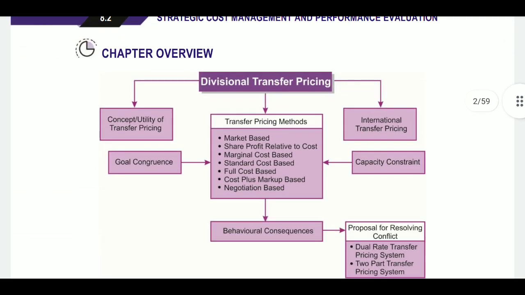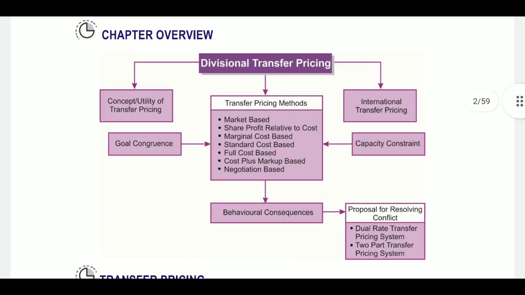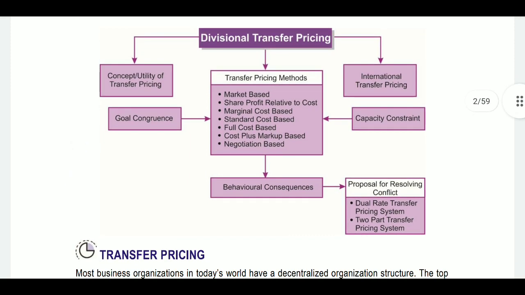Okay, this is transfer pricing. The divisional transfer pricing overview covers the concept, utility of transfer pricing, and international transfer pricing, which is last. Then transfer pricing methods: there are three methods, and for the cost method we have another four methods, which we will discuss later. Next, behavioral consequences of these methods, that is, proposals for resolving conflicts. We have two methods: the dual rate transfer pricing system and the two part transfer system. So we will use that in questions.